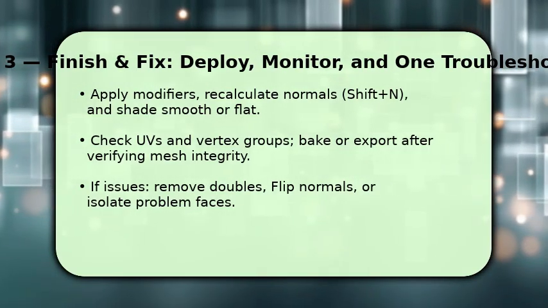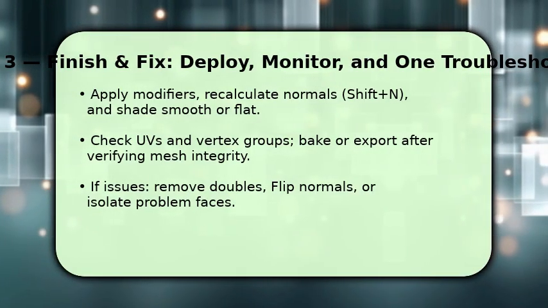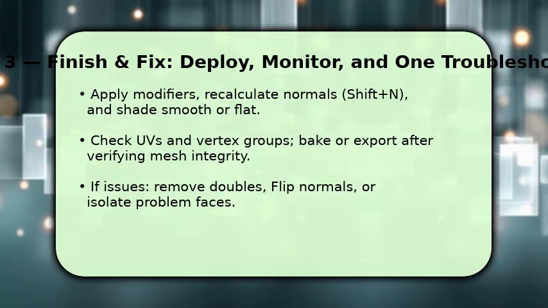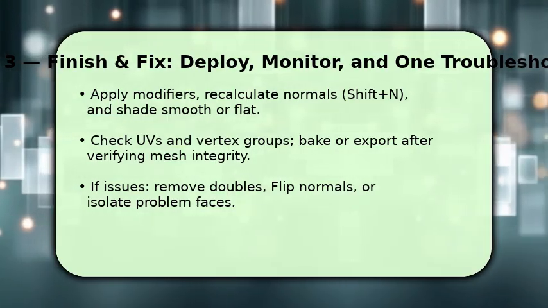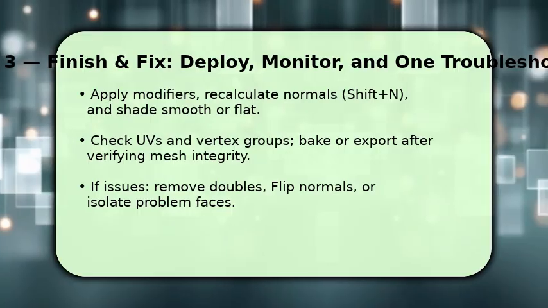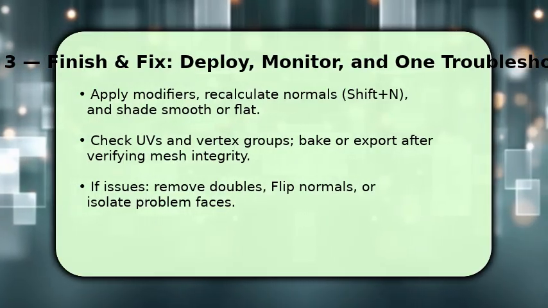If things go wrong, common symptoms are dark seams or holes. Isolate the area, remove doubles, flip or recalculate normals, and rebridge the edge loops. This quick troubleshooting fixes most connection artifacts.